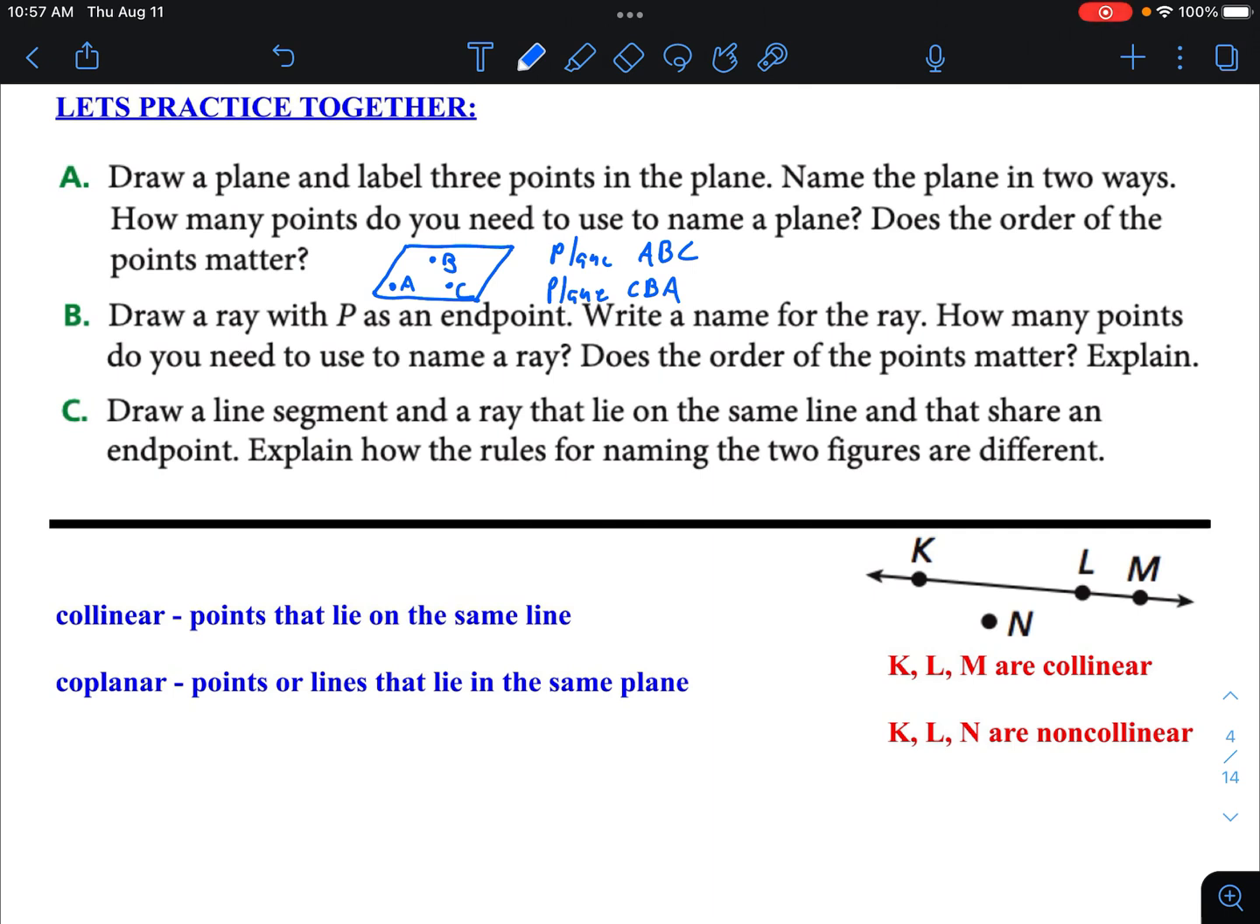How many points to use to name a plane? We've talked about this in that first definition. You need 3 points. They should be non-collinear, which we'll talk about in a second. And then, does the order of the points matter? No. They do not matter, as you can see here. Just make sure that you write the word plane in front of it. Otherwise, if you just write ABC, we may think you're talking about points ABC.